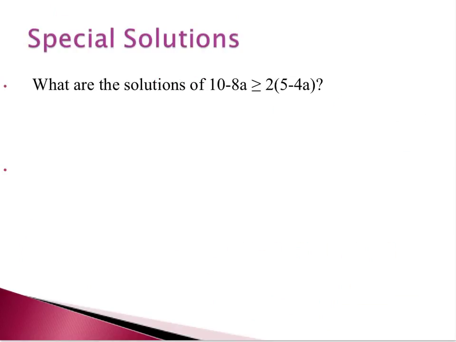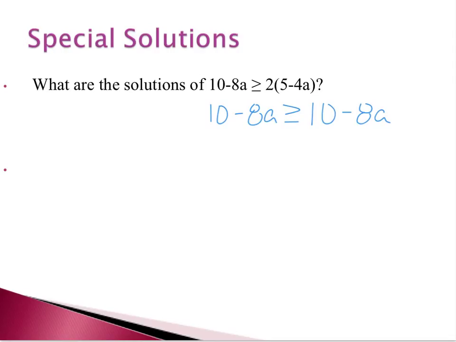Sometimes we have some special solutions we need to work with. Let's take a look at one of them. So we have 10 minus 8a is greater than or equal to 10 minus 8a. So in this case, we have the expressions equal on both sides. Okay? Since we have an equal sign right here, that is one of the options available to us. The left must be greater than or equal to the right.